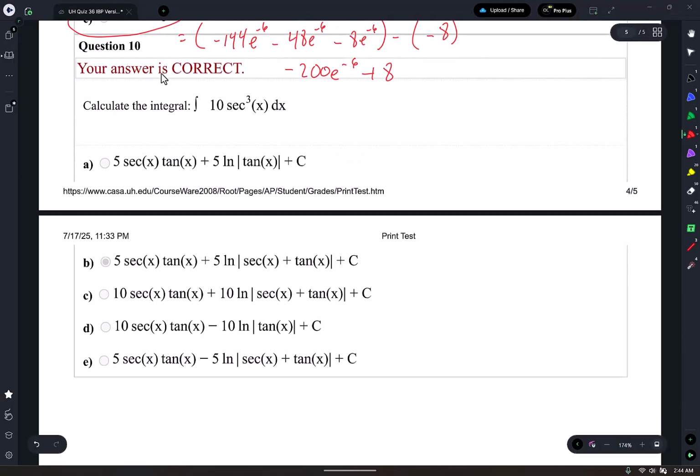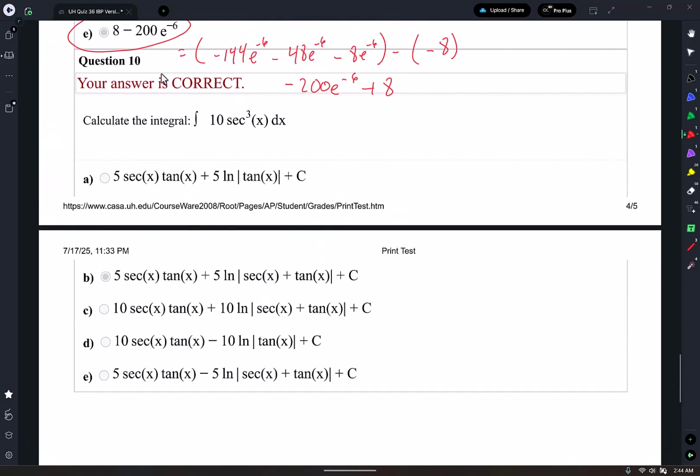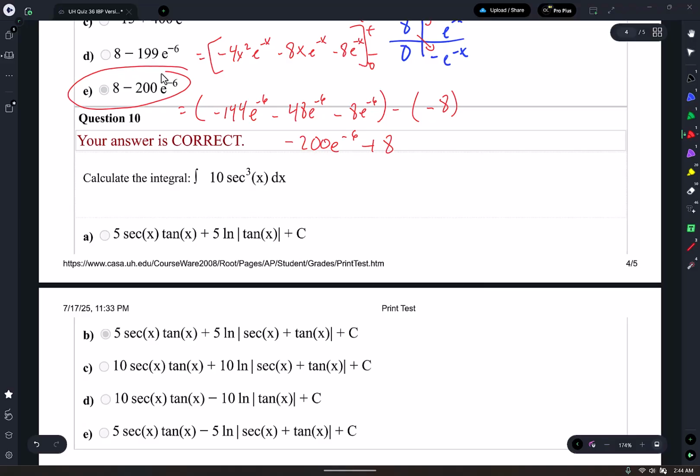Alrighty, this one here, guys, we're going to have to do a hack. So we're probably going to take up all this space here. So my hack, or our hack, is we're going to have to split this up into secant squared times secant x, right? So you can put the 10 on the outside if you want, or leave it. It doesn't matter. So I'm going to go 10 secant x, secant squared x dx.